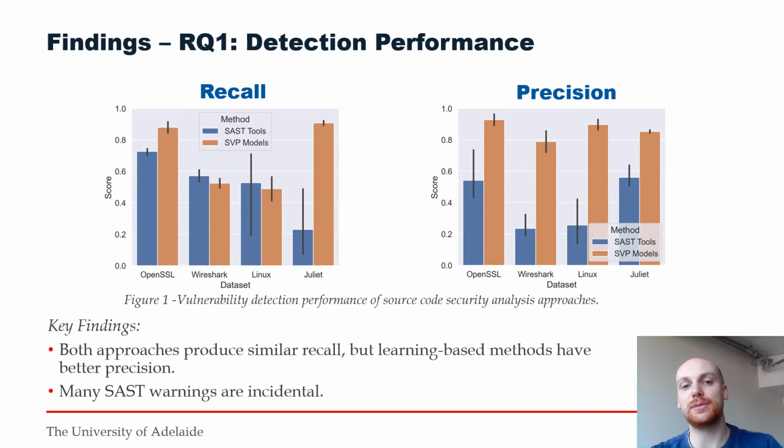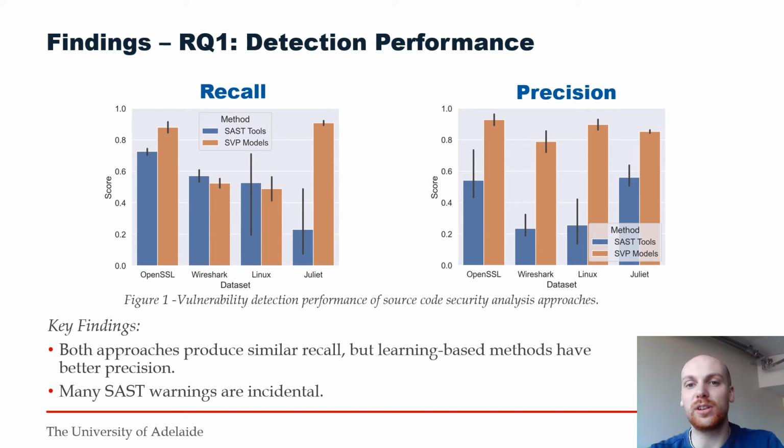These two graphs display the comparative performance of our rule-based SAS tools and our learning-based SVP models. We first noticed that the recall of these two approaches is not actually that different. Both approaches were able to identify a similar number of vulnerabilities, and when we compared the actual files that they were producing warnings for, we found quite a large overlap. They're able to predict similar things.